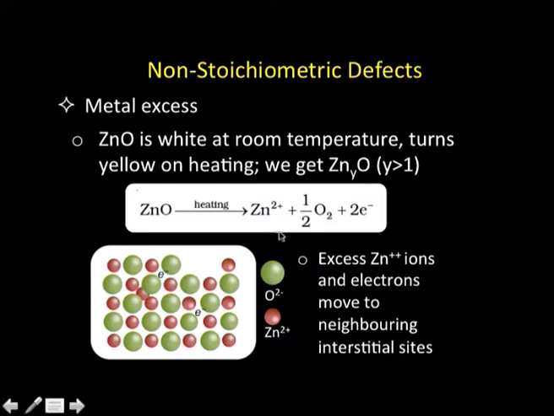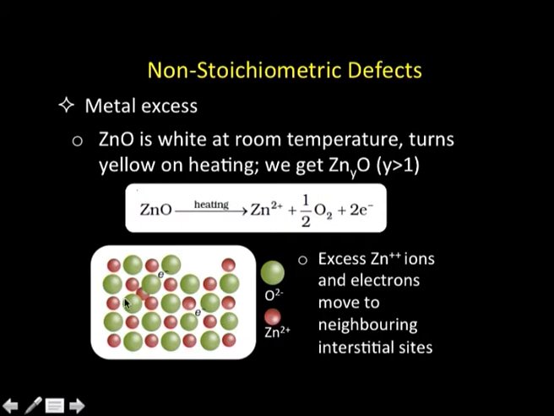So when oxygen is lost, there will be an excess of zinc ions over oxide ions. Initially, we had 1:1 zinc ions and oxide ions, but because some of the oxide ions have been converted into oxygen, we get a shortage of oxide ions. So there is an excess of zinc ions. These excess zinc ions and electrons move on to neighboring interstitial sites.